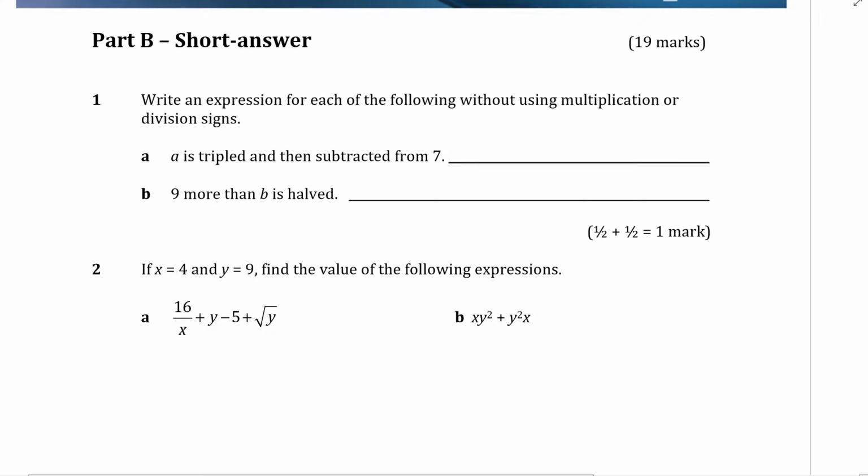We are now going to work through the short answer section. So let's give it a read. It says, write an expression for each of the following without using multiplication or division signs. So A is tripled and then subtracted from 7.